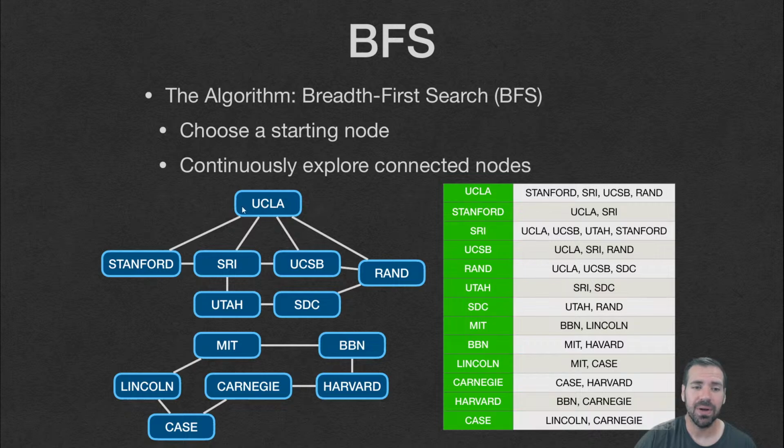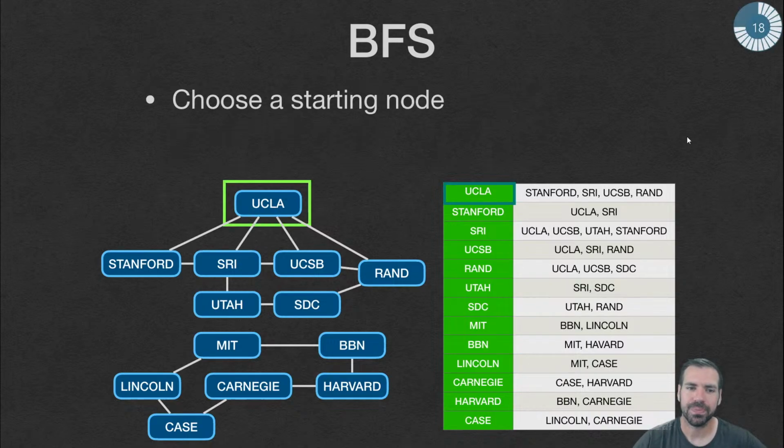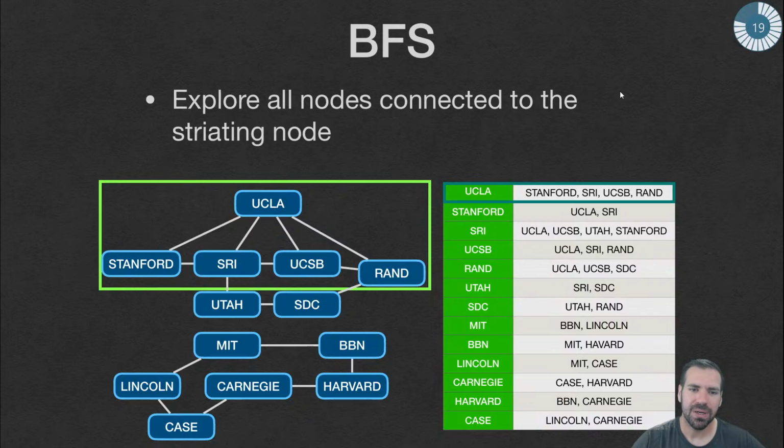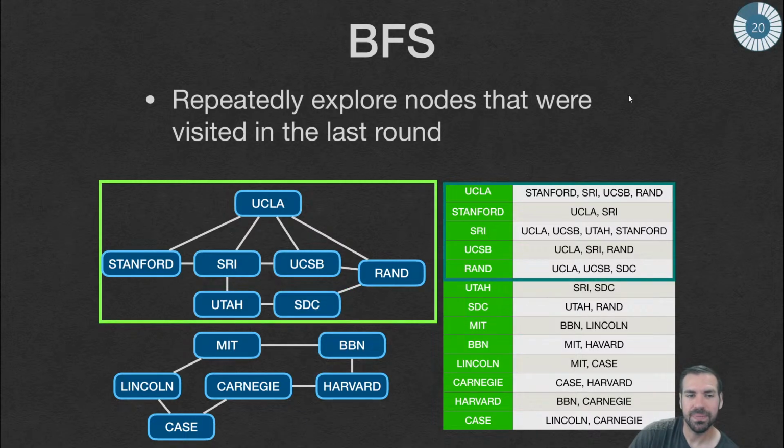The connected component of a node is the connected component that contains that node and should return all of the nodes in that connected component. So what we'll do is choose a starting node, and then we're going to explore all the neighbors of that starting node. Then we're going to explore the neighbors of the neighbors of the starting node, and we're going to keep repeating this process until no new nodes were visited in the last round.